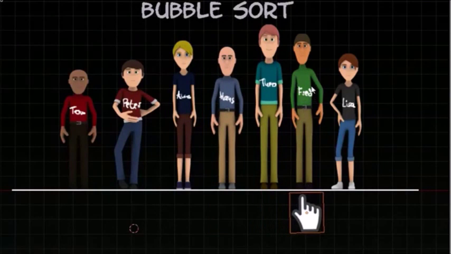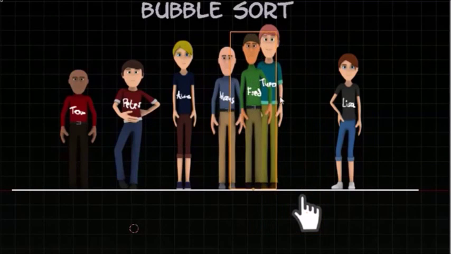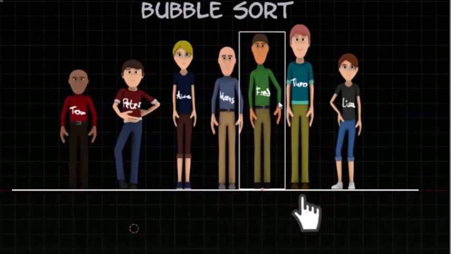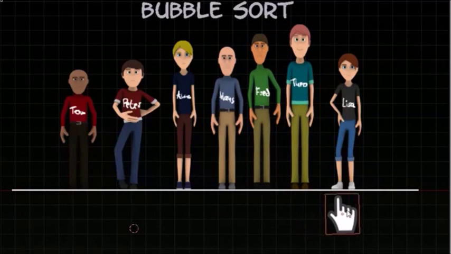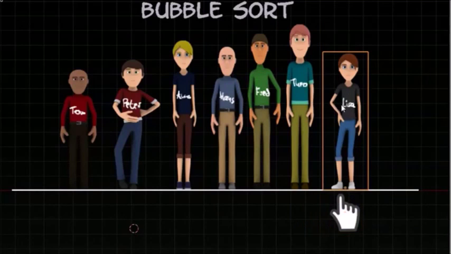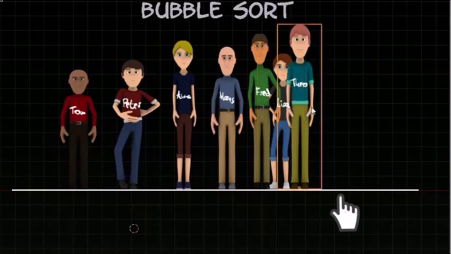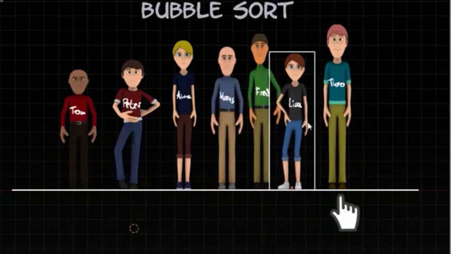Next, Theo is compared to Fred. Fred is smaller than Theo, so they will be swapped. And the last element is Lisa, so I'm going to compare Theo to Lisa. Lisa is smaller than Theo, so they will be swapped.